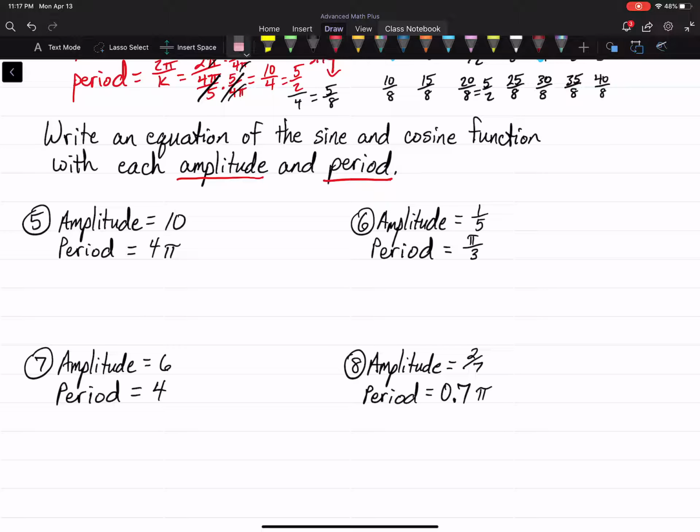So the amplitude is very simple. They want us to do a sine and a cosine function. So if it says sine, you write sine. If it says cosine, you write cosine. They want us to do both. So we're going to have y equals, my amplitude is 10. Now, the amplitude is 10, but in the equation, it could be positive or negative 10. So you have to put both of them because you don't know which one they want, okay? It's positive or negative 10. I know the amplitude is always positive, but in the equation, the number can be negative.